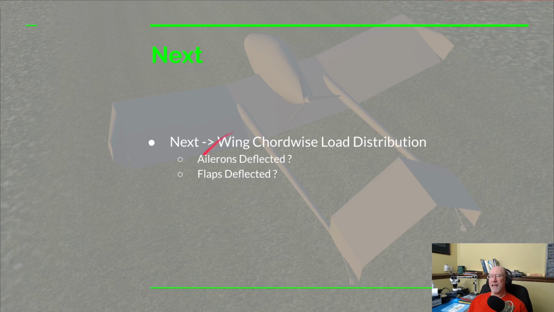Now I'm not sure we're going to do ailerons and flaps deflected. If we have enough time, I'll go ahead and do it. If not, we'll have to move it into another video.